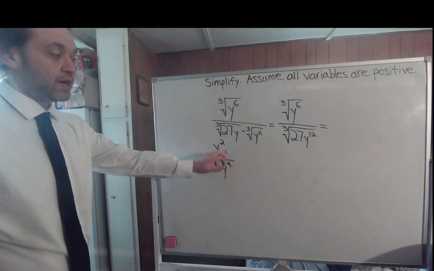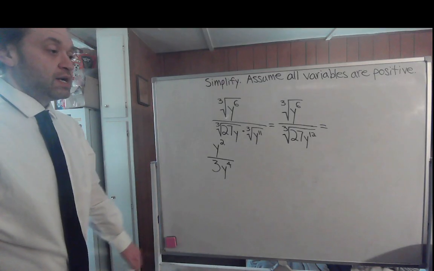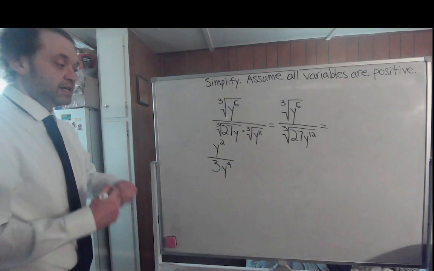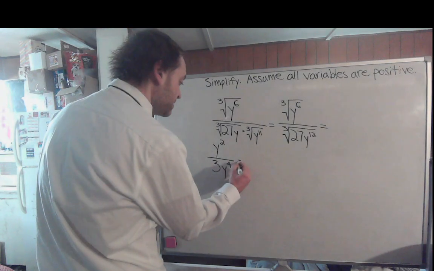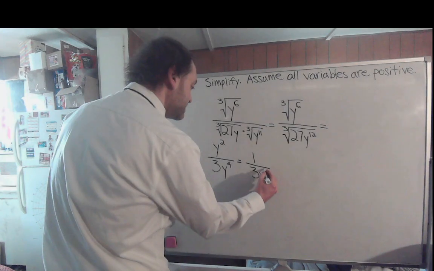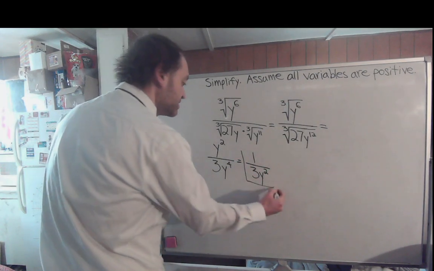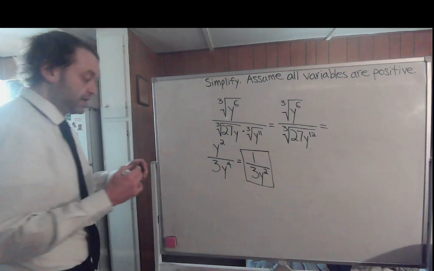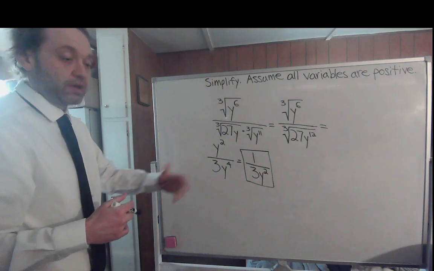Well, 4 is greater than 2, so the variable is going to favor the denominator. So this would end up turning into 1 over 3y to the second. And that's the best we could do to simplify. You'll end up getting 1 divided by 3y to the second.